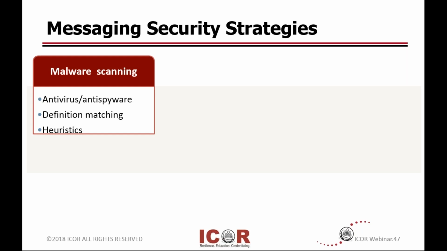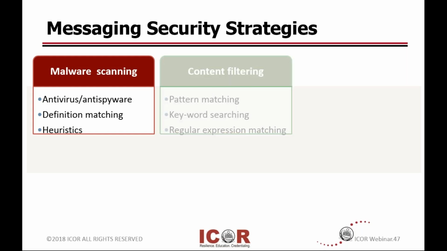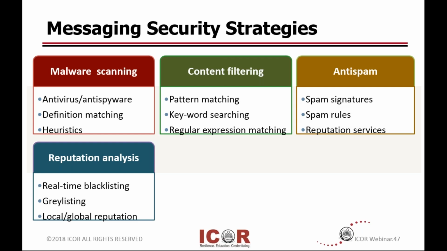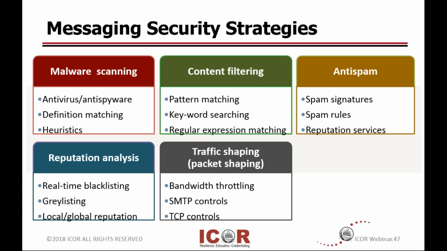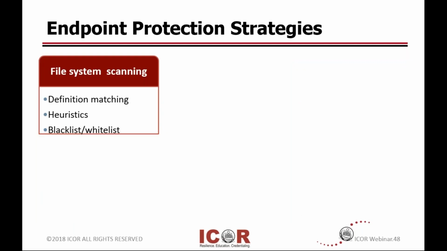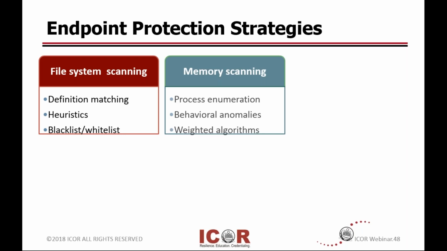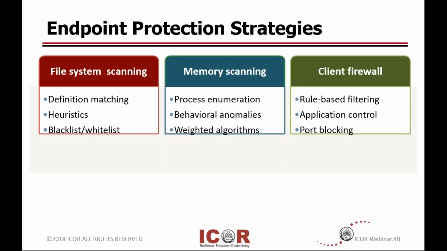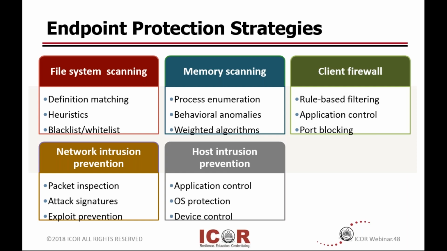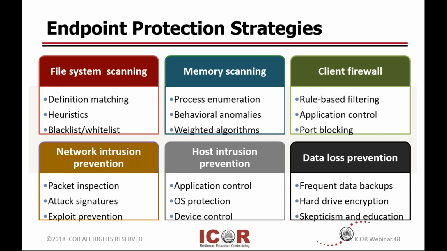So you've got messaging security strategies, which look at things like malware scanning, content filtering, anti-spam, doing a reputational analysis, blacklisting, graylisting, and traffic shaping, also called packet shaping. This is something I hadn't heard of, as well as encryption, which I think most people are familiar with. Endpoint protection strategies include things like file system scanning, memory scanning, putting in firewalls, network intrusion protection, host intrusion protection, and data loss protection.